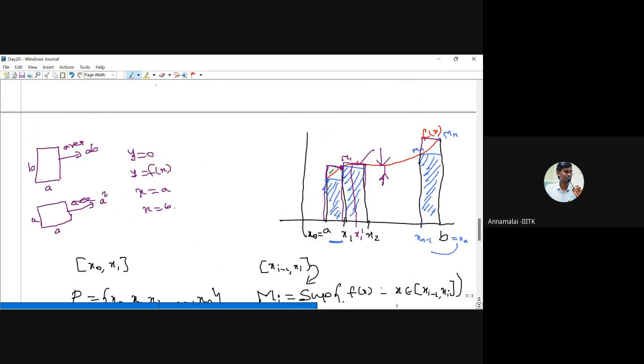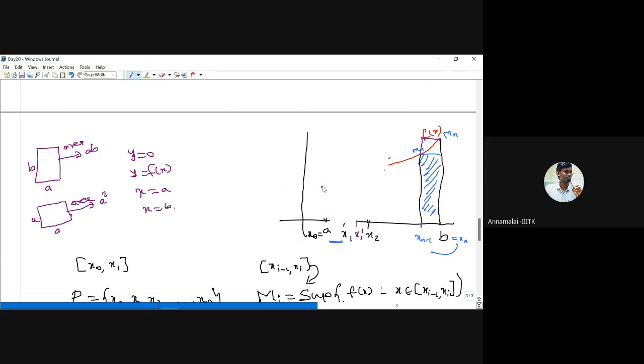So if you look at the first interval, maybe I'll erase something here. There is a crucial point here. Suppose you increase the number of points in the partition, the upper sum reduces and the lower sum increases.